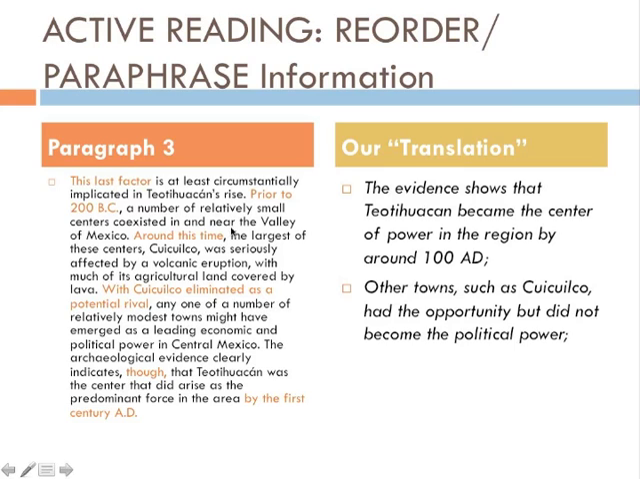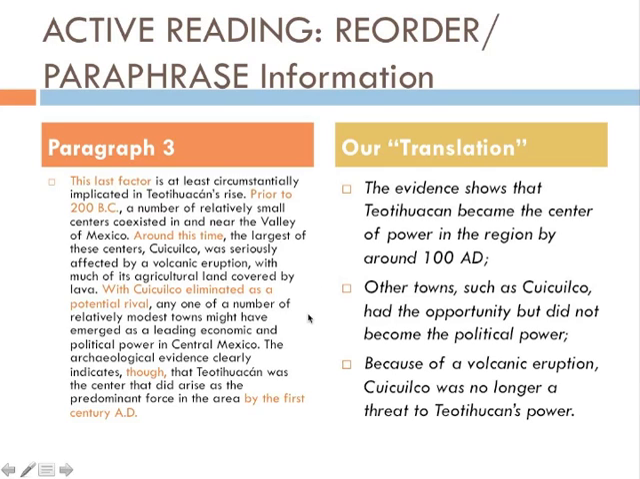Now again, I'm moving back up. Because of a volcanic eruption, Quiquilco was no longer a threat to Teotihuacan's power. So again, we're just summarizing some of the basic information we see so far. If we understand this, Teotihuacan became the center of the power in the region, but other towns had opportunities, but for some reason they didn't. And most likely it's because a volcanic eruption prevented this city from threatening Teotihuacan's power.